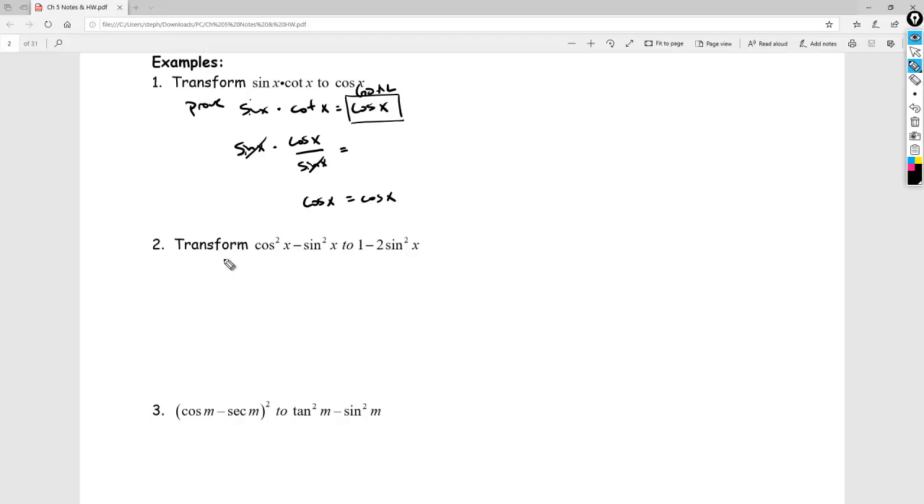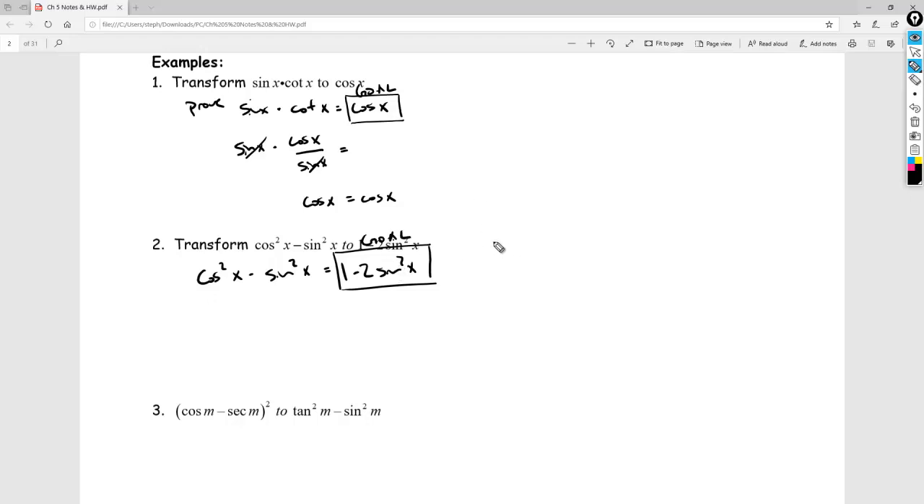Okay, next I'm asked to transform cosine squared of x minus sine squared of x to 1 minus 2 sine squared of x. So again, I'm going to rewrite this just in proof form. Okay. Now, again, I'm going to box the right side and state that this is my goal. And when I look at this, I see that there's no cosines. So somehow I have to get rid of this cosine squared. And now I have 2 sine squareds.